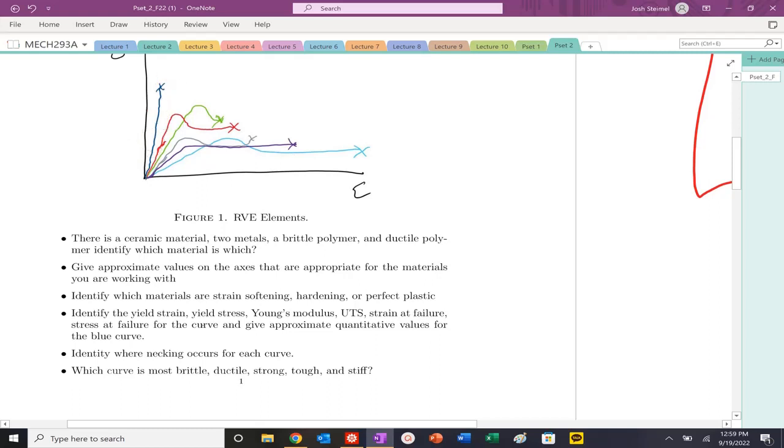Excellent. So let's look at, for the blue curve, where's my yield strain? That's my yield strain. It's also basically going to be my strain at failure as well. That is my yield stress. That is my ultimate tensile stress. This is also my stress at fracture. Let's look at our Young's modulus. It's just going to be the slope there. Our UTS, we've already indicated it. Strain at failure, almost the same value there.